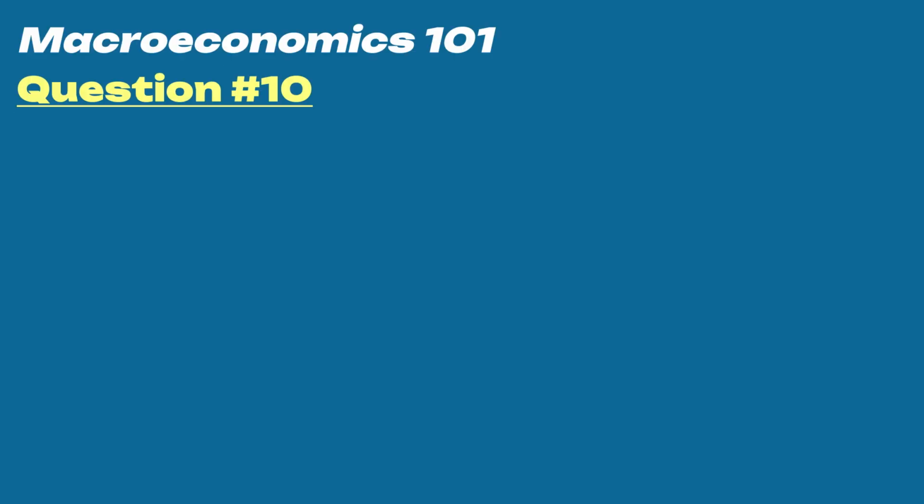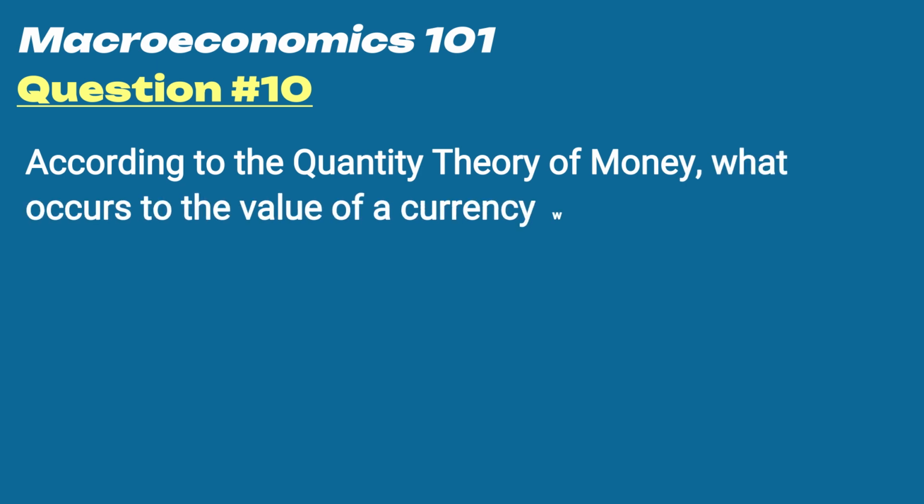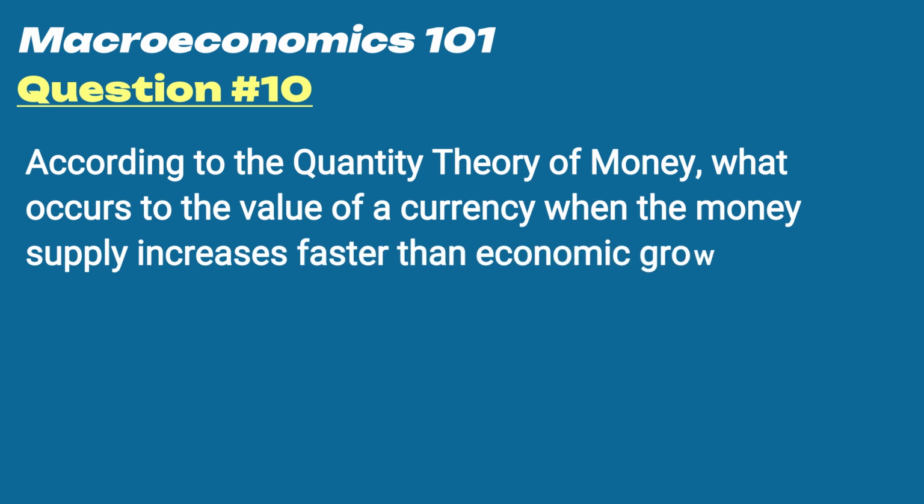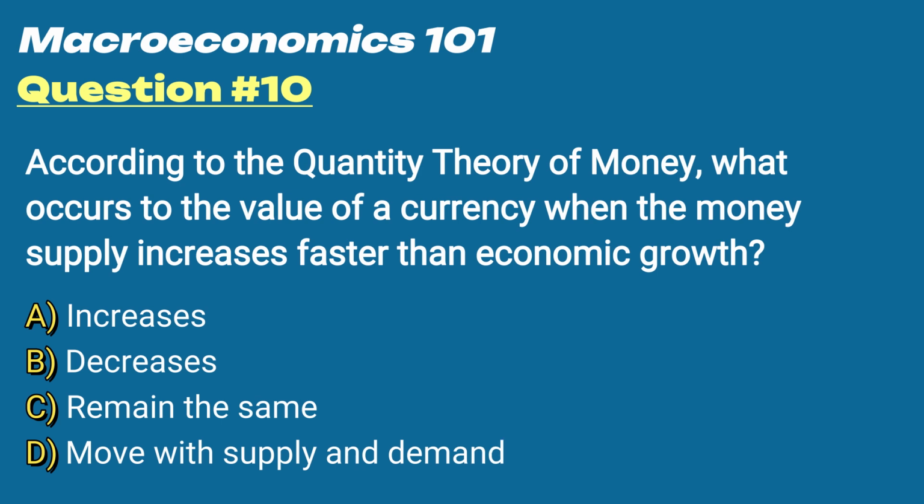All right, question number 10. Don't give up yet. We're almost done. According to the quantity theory of money, what occurs to the value of a currency when the money supply increases faster than economic growth? A, increases, B, decreases, C, remains the same, or D, moves with supply and demand.